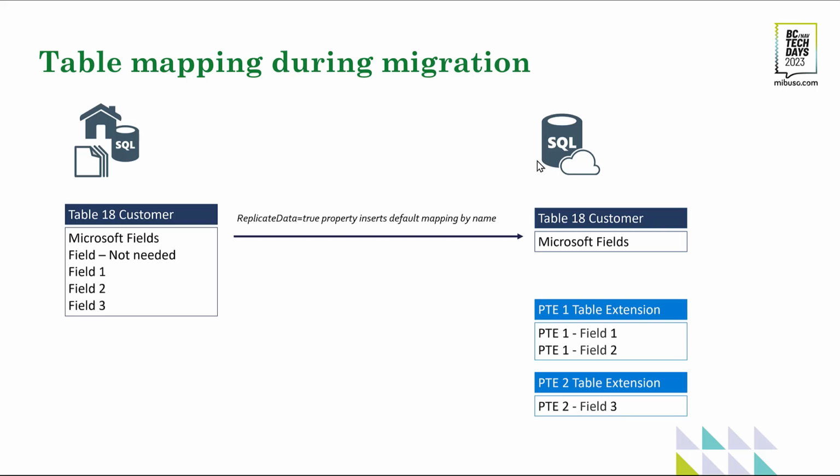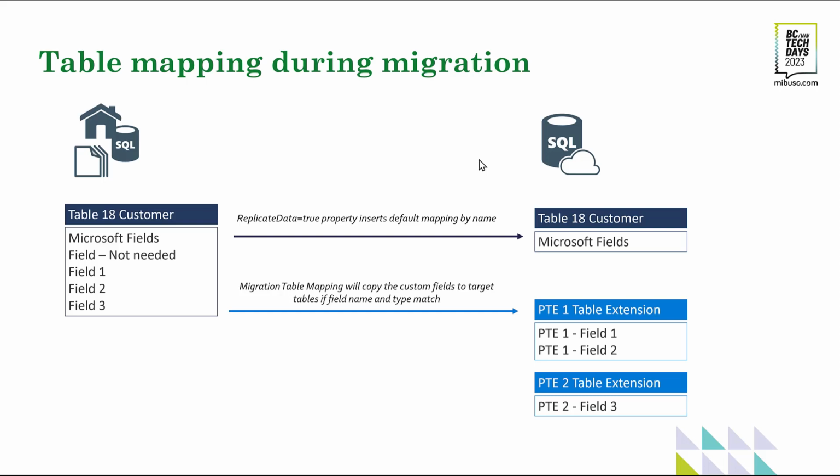Customer is going to be copied automatically because it has the replicate data property set to true. So we are going to insert the default mapping by name, and we are going to search for all of the fields that we can map by name and type, and we are going to automatically replicate. If we do not do anything, the other fields are going to be left behind. But now you are able to do these simple migration table mappings, and this will copy the custom fields to the target table if the fields match.